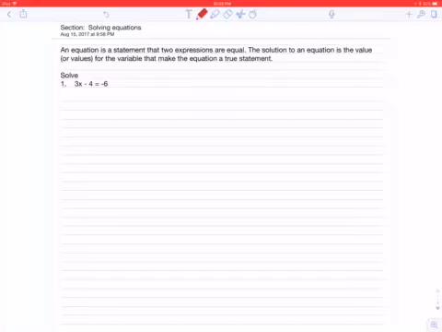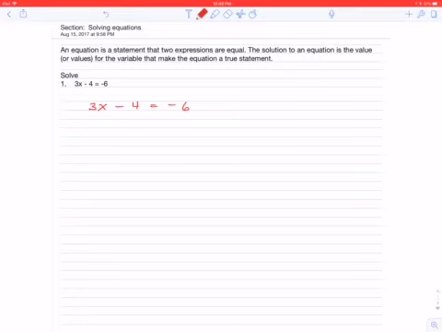An equation is a statement that two expressions are equal. The solution to an equation is the value or values for the variable that make the equation a true statement. So if we look at our first equation, 3x minus 4 equals negative 6.